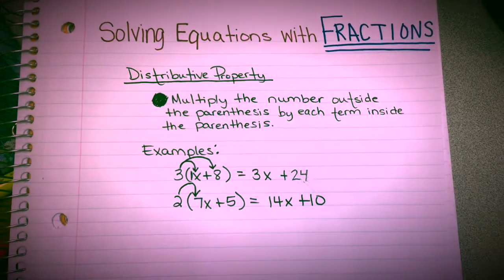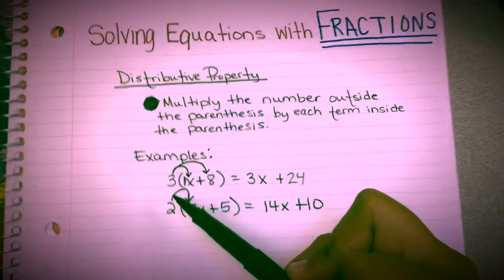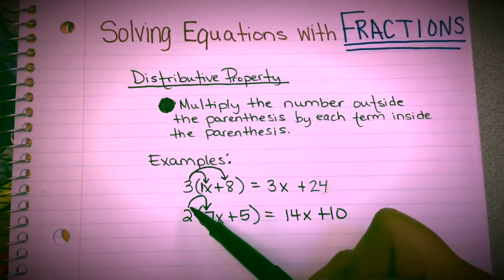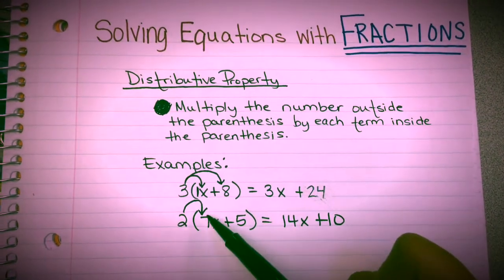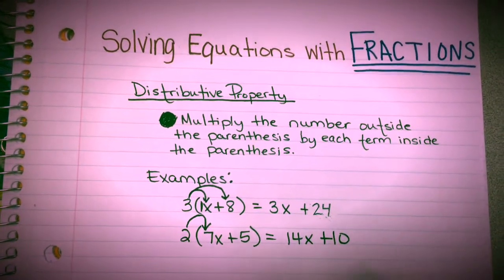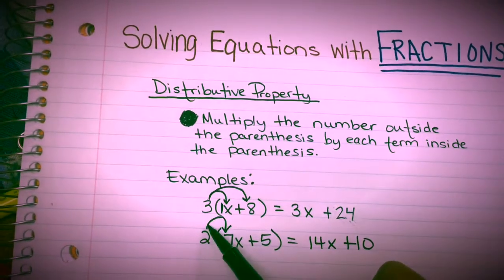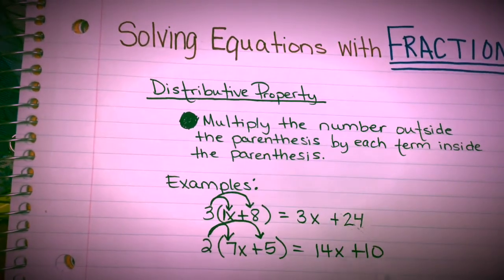Okay, now we're going to use that same thinking with the second example. I know that 2 times 7 is 14, so because the 7 has an x next to it, when I write the 14, I'm also going to put an x next to it. And then the second number in here is 2 times 5, which is 10.